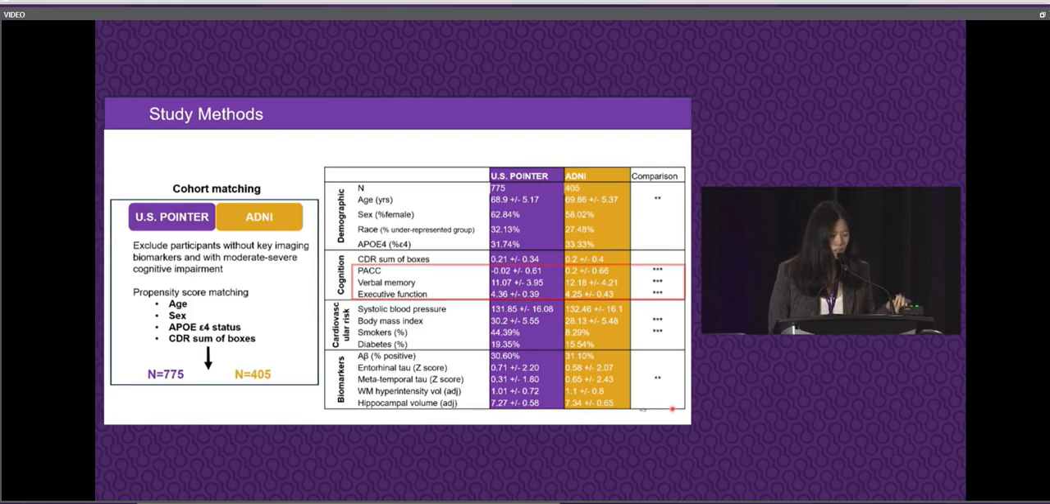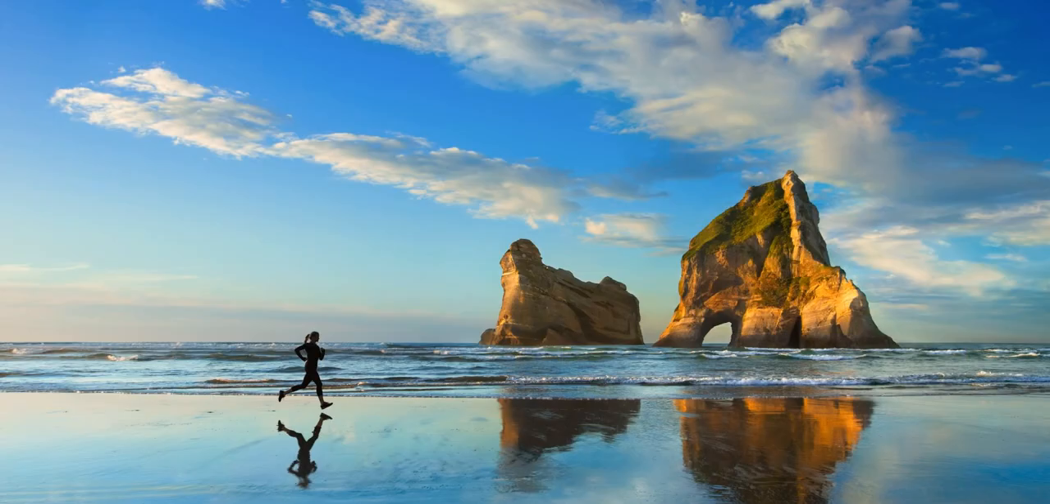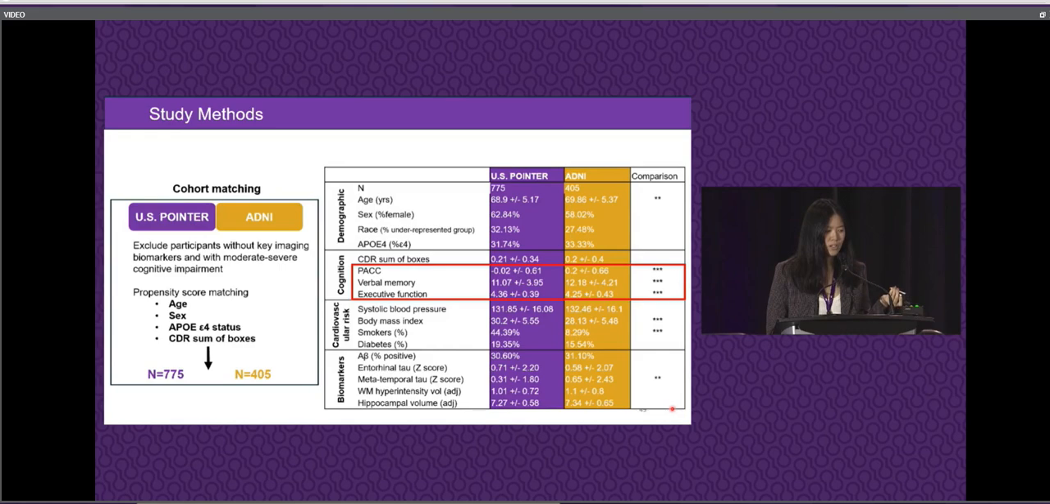And for the cognition, you can see that the pointer shows the worst performance in the majority of the cognitive tests. But for CDR sum of boxes, there's no cohort difference because they use it for the cohort matching, so that makes sense. And for the cardiovascular risk, the pointer shows the higher risk profiles in terms of the BMI and the smokers. But there's no cohort difference in the systolic blood pressure or diabetes.